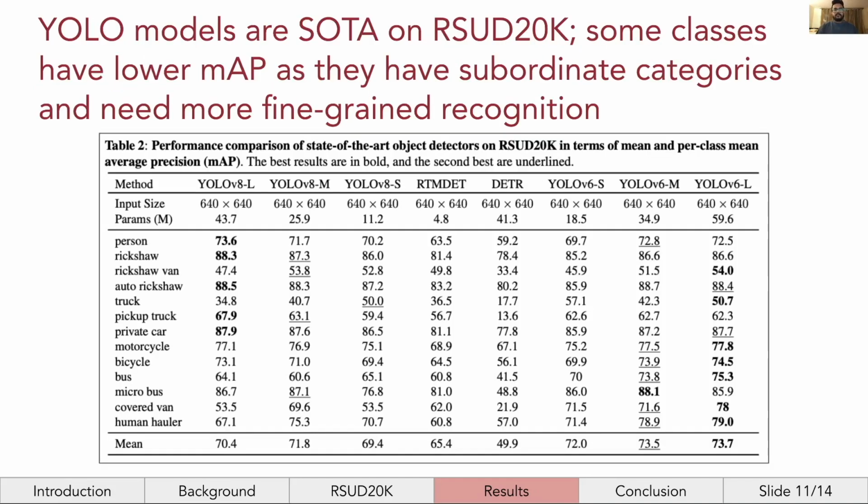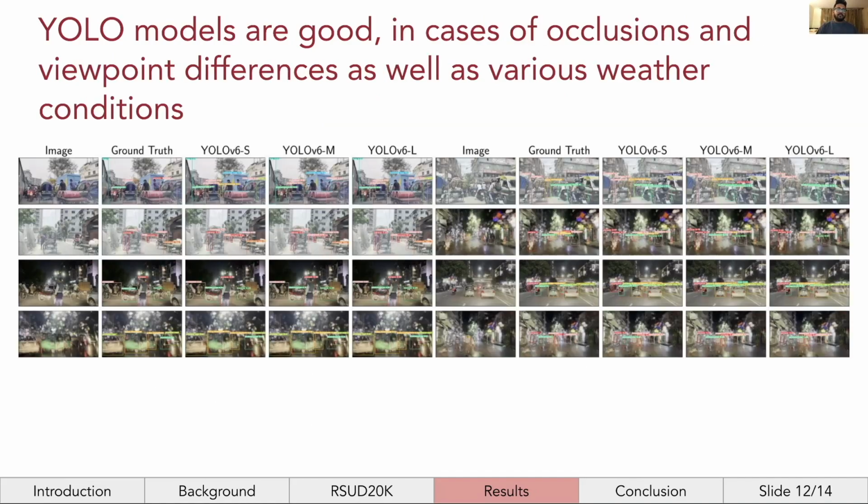We also benchmarked state-of-the-art object detectors on RSUD and found that YOLO models were the best. Some classes had lower mean average precision as they have subordinate categories and need more fine-grained recognition. YOLO models are good in cases of occlusions and viewpoint differences, as well as various weather conditions. Here we show some visualizations for the outputs predicted by the different YOLO models.